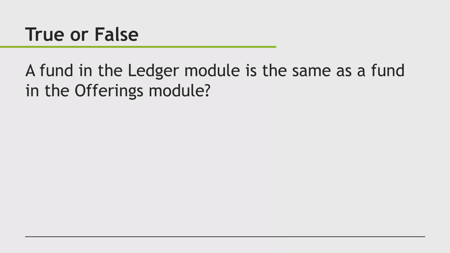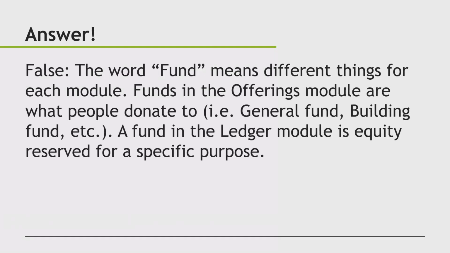So I'll just go on to the answer here really quick. Of course, this is false. Funds in the offerings part of Church360 members are what people donate to, the general fund, the building fund, etc. A fund in Ledger is equity reserved for a specific purpose. You may not have an equity-backed fund for every fund that you have over in Church360 Ledger. In fact, I guarantee you won't. But they are separate ideas, separate purposes. So just want to make that clear, and I apologize for not mentioning that during my presentation here.